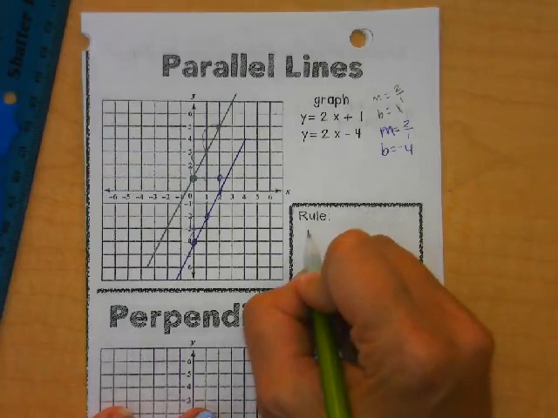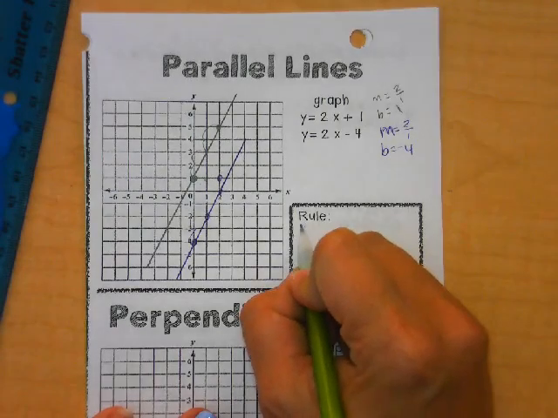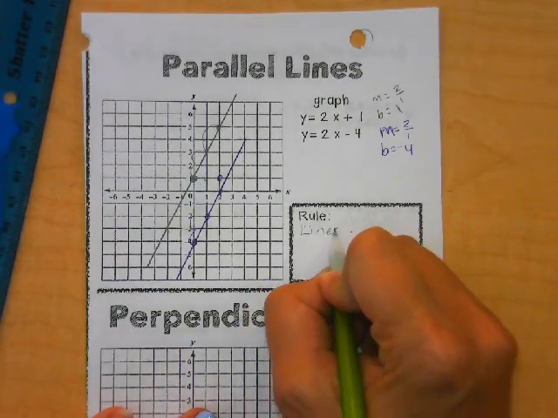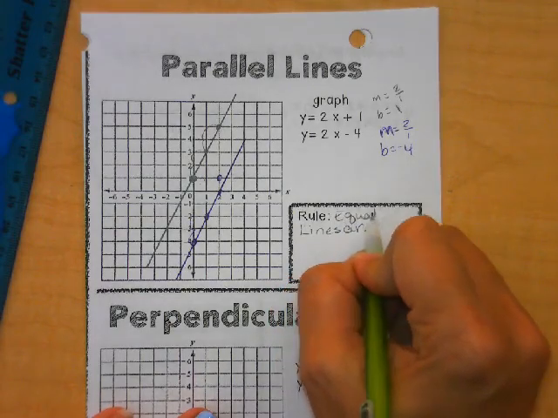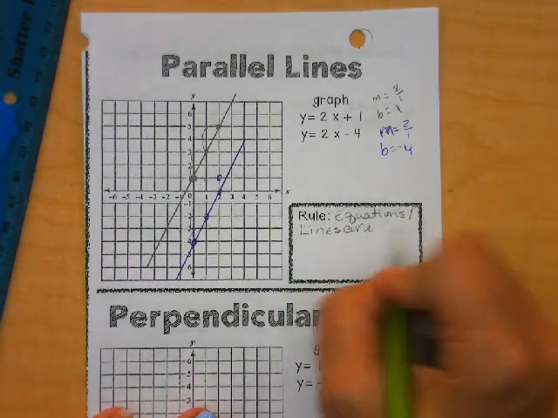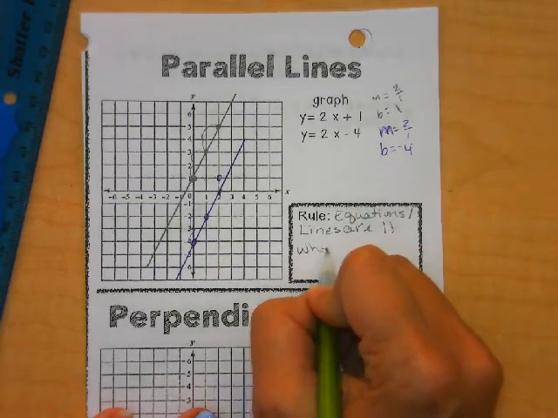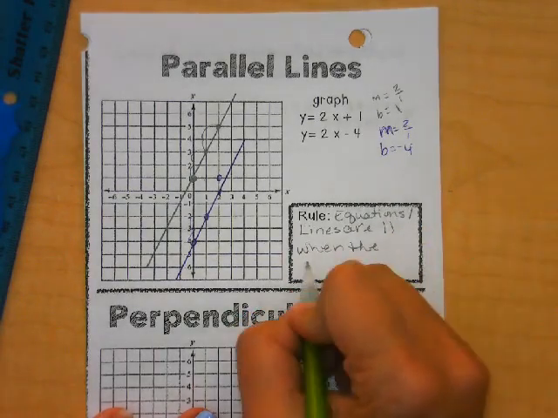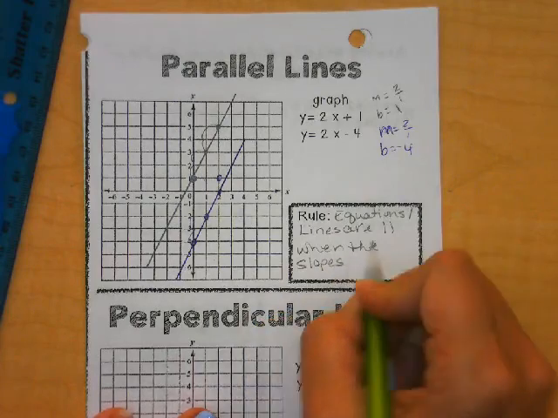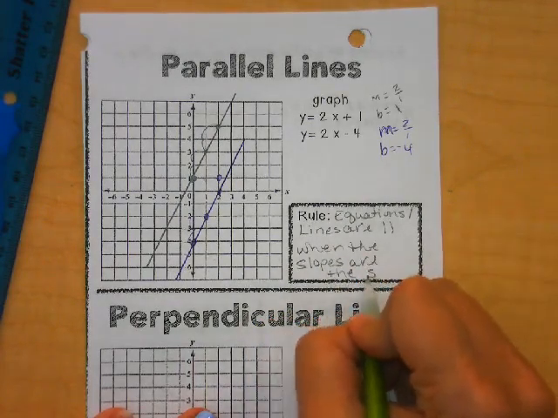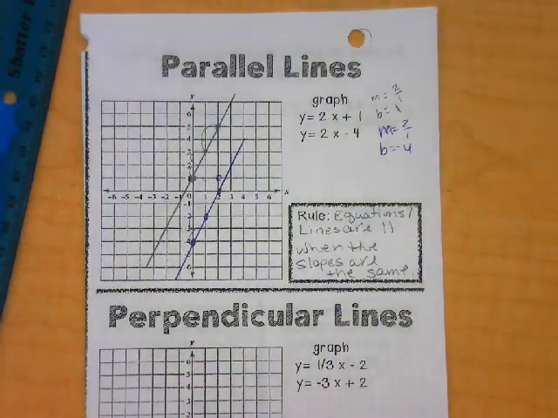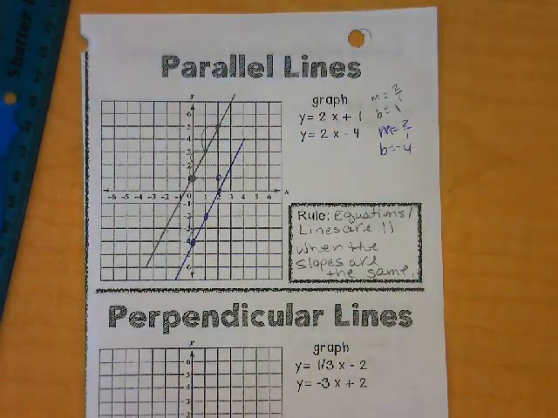So the rule is lines are parallel, or equations even, are parallel when the slopes are identical, or the same. We can write the same, that's fine. In like manner, we can then go through and look at perpendicular lines.